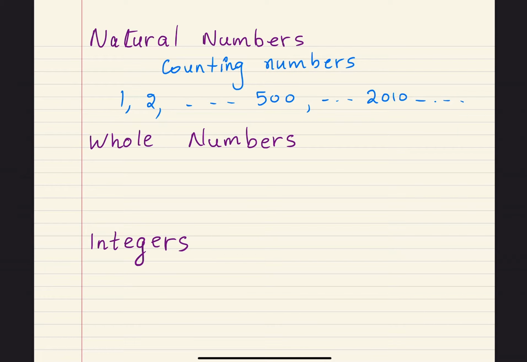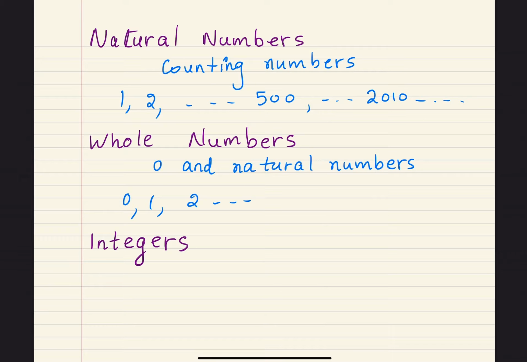Another type of number is whole numbers. Whole numbers means 0 and natural numbers. So 0 and counting numbers we call whole numbers. So the example will be 0, 1, 2, 3, etc. We can say that they are whole numbers. So I can say 2 is a whole number as well as a natural number.